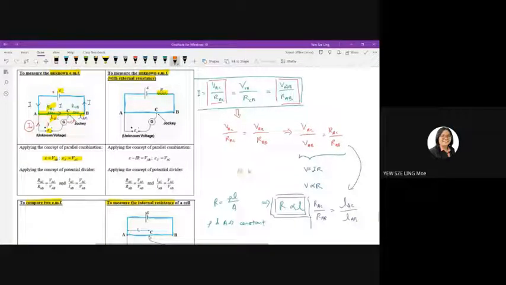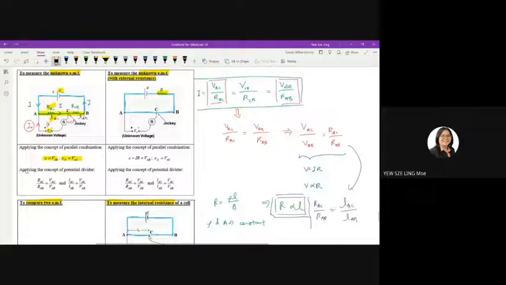Kalau bukan directly proportional, let's say, contoh: if R is proportional to L square, then you cannot say R_AC over R_AB equals L_AC over L_AB anymore. It will become R_AC over R_AB equals L_AC square over L_AB square. Dia terpulang pada proportional. Dia terpulang pada relationship.